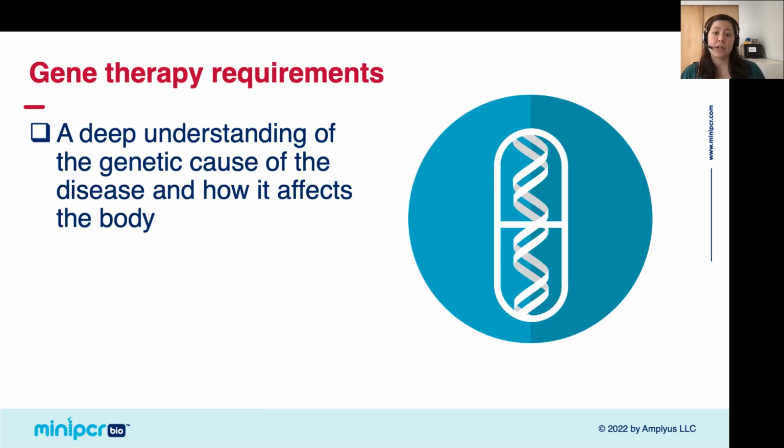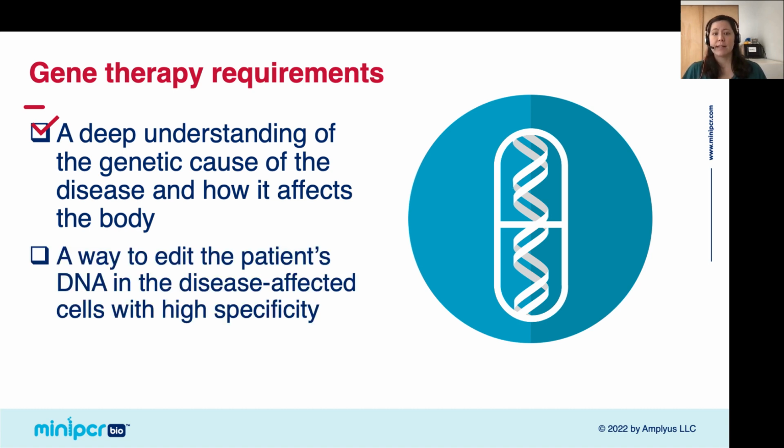As I briefly mentioned earlier, gene therapy can't be used for every genetic disease. A first major requirement is that scientists need to know a lot about the genetic cause of the disease and how it affects the body to be able to design a gene therapy treatment. This has actually been true for sickle cell disease for a pretty long time, but we didn't see a very effective gene therapy treatment until recently.